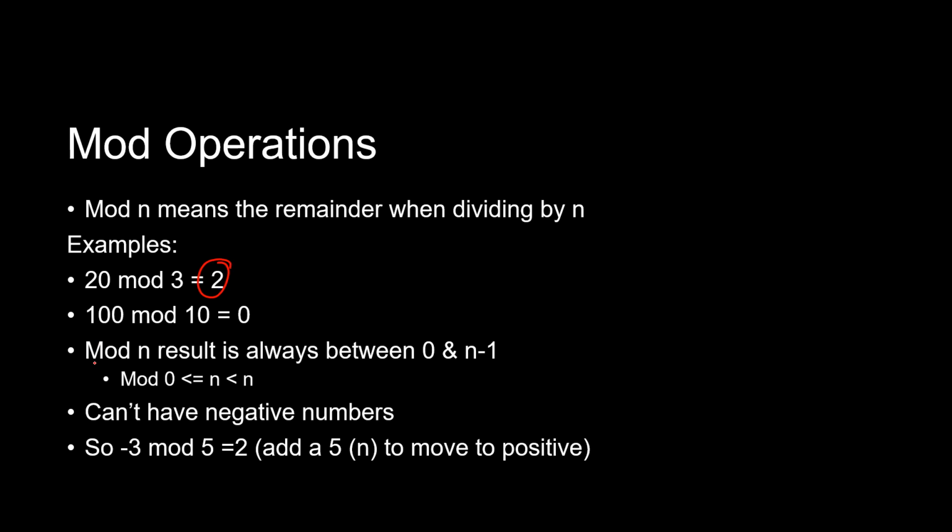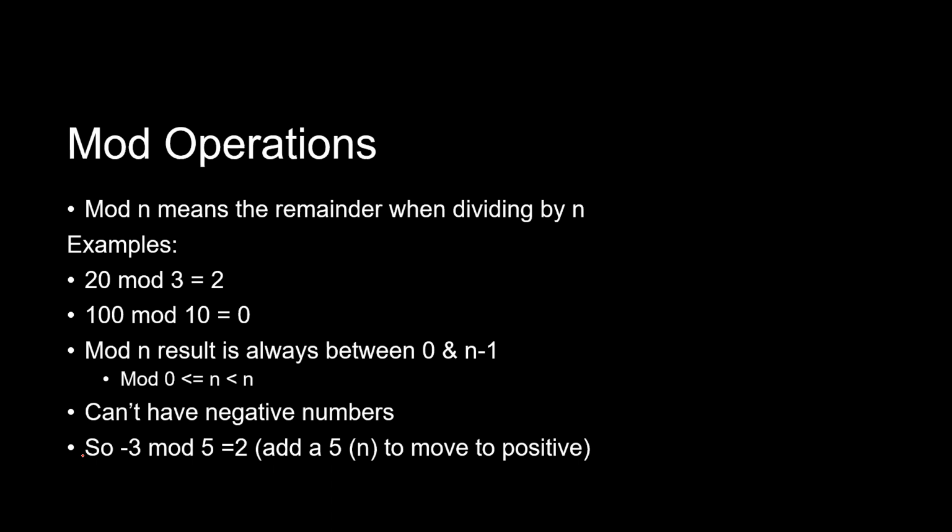And keeping in mind that mod n results always between 0 and n minus 1. So you'll never see this mod 3 having a value of 3 because then it fits into that again. So let's say it was 21 mod 3. Well, 3 goes into 21 7 times, so it's 0. All right. And then of course, for the other example, 100 mod 10, divided by 10, so its remainder is 0.